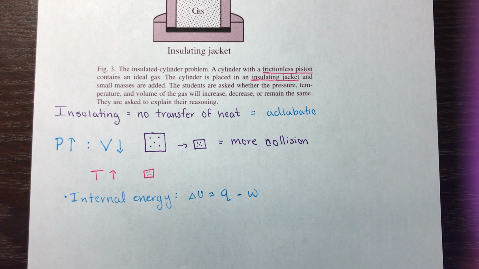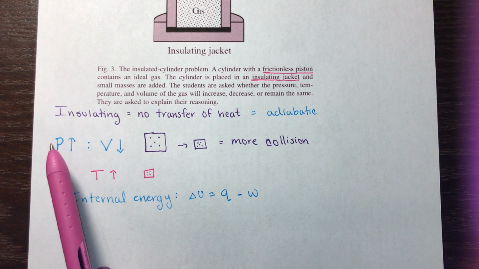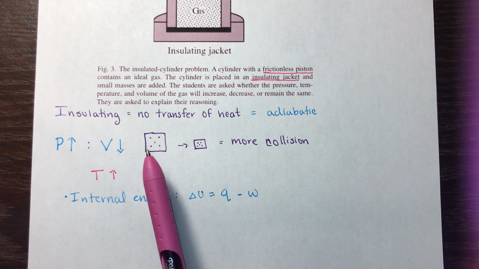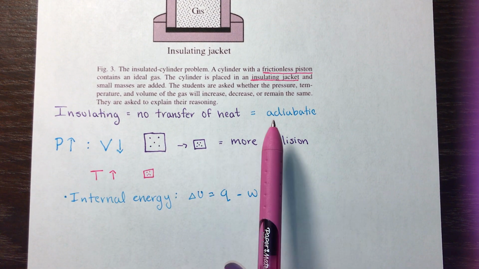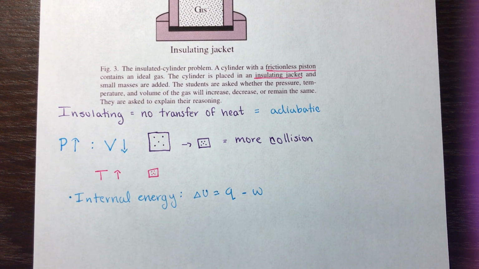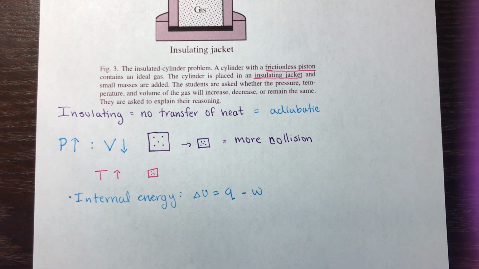And then finally, I want to go over the word insulating. So this actually means that there's no transfer of heat, like I mentioned, and this is also adiabatic. So we want to note that even though there's no transfer of heat and that it's adiabatic, the temperature can still change.